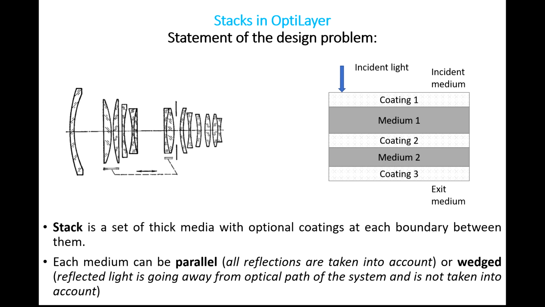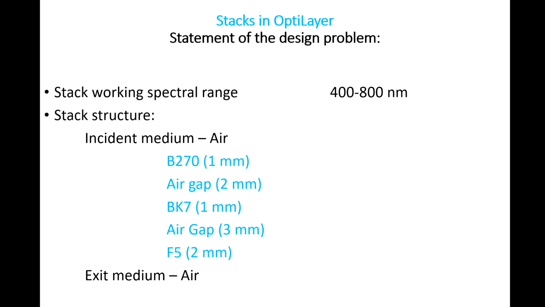Each substrate can be parallel, in which case all reflections are taken into account, or wedged. In this case, reflected light is going away and is not taken into account. We will consider an example: a stack with antireflection coatings at each boundary, operating in the broad spectral range from 400 to 1200 nanometers. The stack consists of 3 substrates: B270, with thickness 1 mm, BK7, with thickness 1 mm, and F5 with thickness 2 mm.